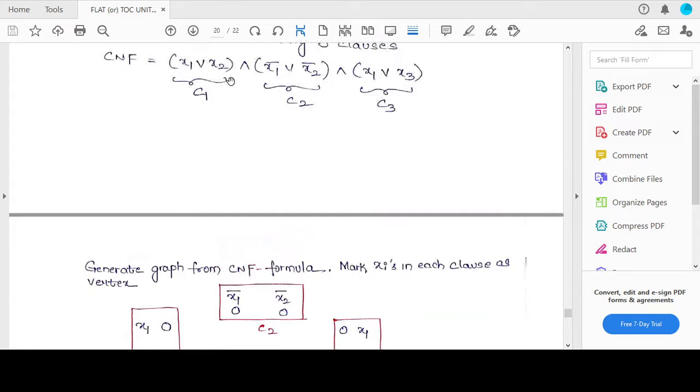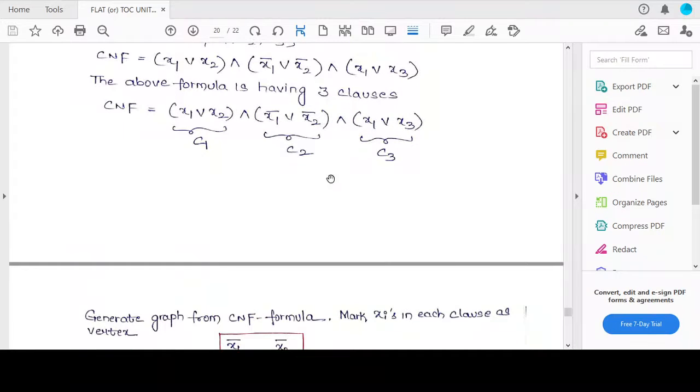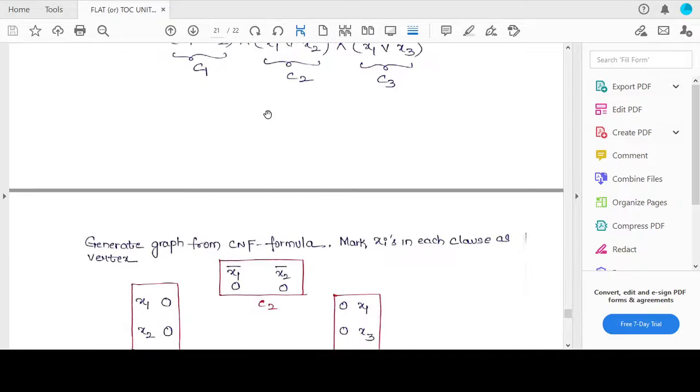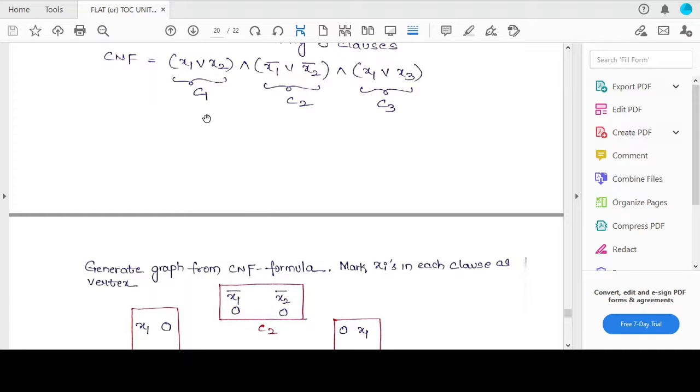Next, what we will do is convert this satisfiability equation into a graph. To find the clique, what is the thing that we require? We require a graph. So here we are considering this satisfiability equation and we are converting it into a graph. In order to convert it into a graph, we have to identify the clauses here. The number of clauses is 3, C1, C2, C3.